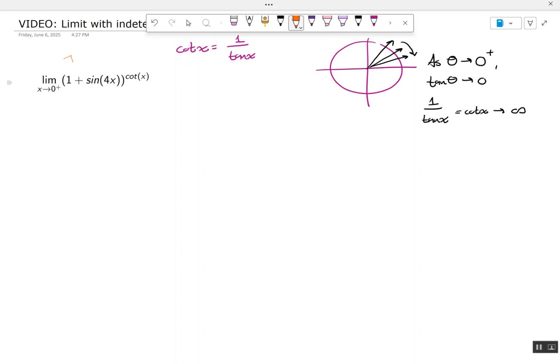So here we have the indeterminate form of 1 to the infinity. So that's going to be tricky, right? We can't directly compute this limit. We have to do some maneuvering. So we're going to start by saying this limit that we care about, I'm just going to give it a name. We're going to call it L.